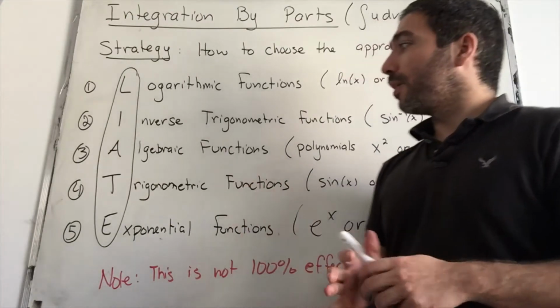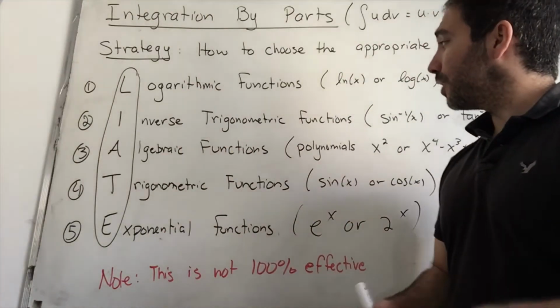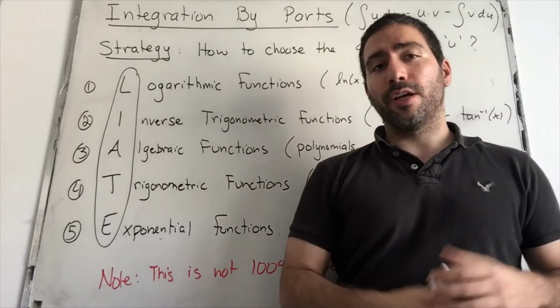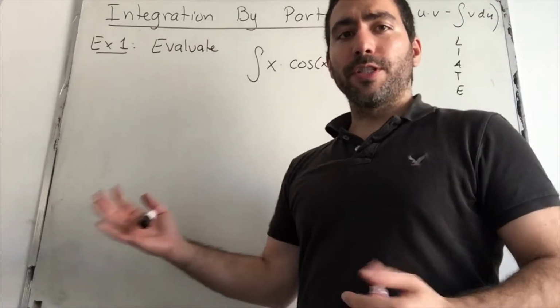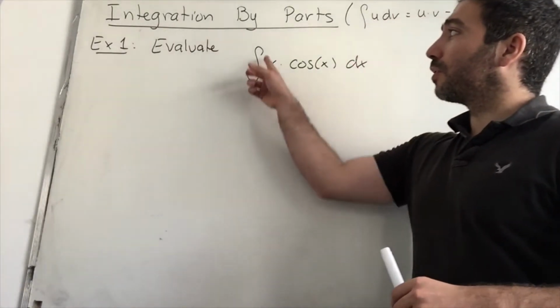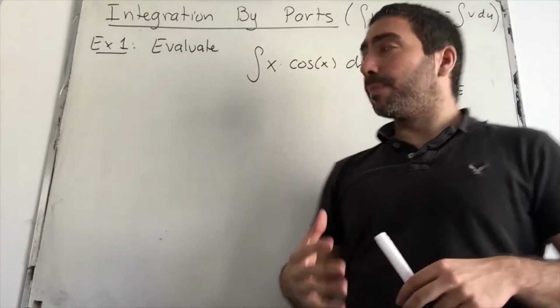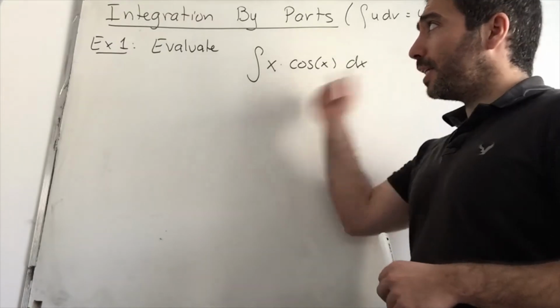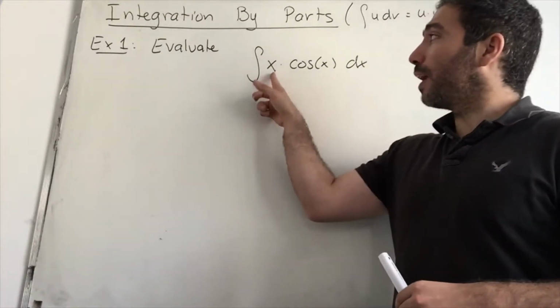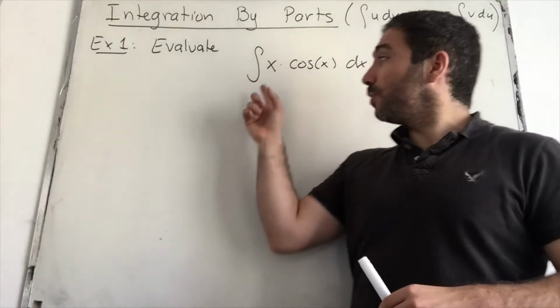Okay, so you could go ahead and use this strategy, and let's apply the strategy on a couple of practice problems. In our first example, it says to evaluate the integral of x times cos of x dx. Very typical problem. This is integration by parts. How do I know? Well, one, we have a multiplication, and it's a multiplication of two different types of function.